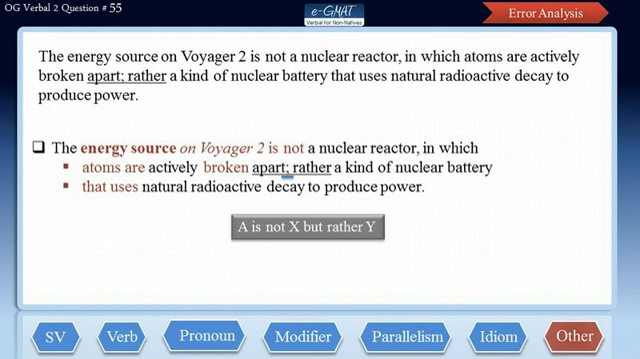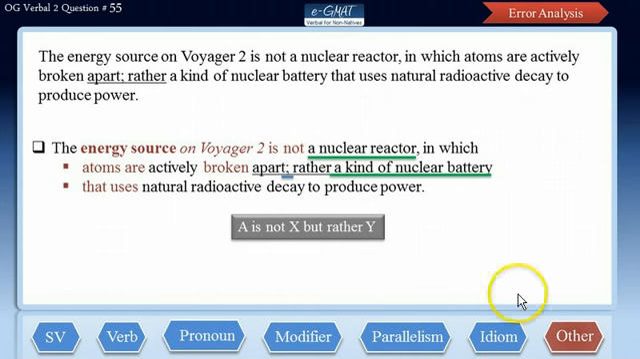Well, if we study it closely, this sentence actually follows this structure because here we have the energy source in Voyager 2 is not a nuclear reactor, that stands for X. We don't have but, we have rather, and what follows rather is a kind of nuclear battery. So here X and Y are logically as well as grammatically parallel. So this way this sentence structure can be taken care of.